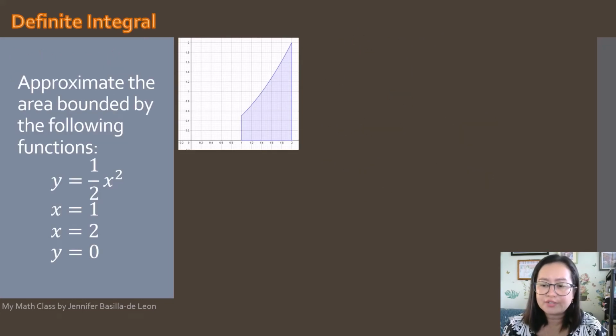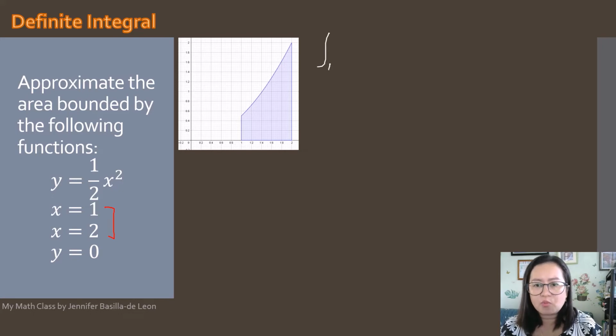As I have said a while ago, we can use the concept of definite integral in approximating the area bounded by the given functions y equals 1/2 x squared, x equals 1, x equals 2, and y equals 0. All we have to do is to determine the closed interval at which we are considering the said curve. So using this, we would be able to determine the closed interval from 1 to 2. And the function that we need to evaluate is 1/2 x squared.